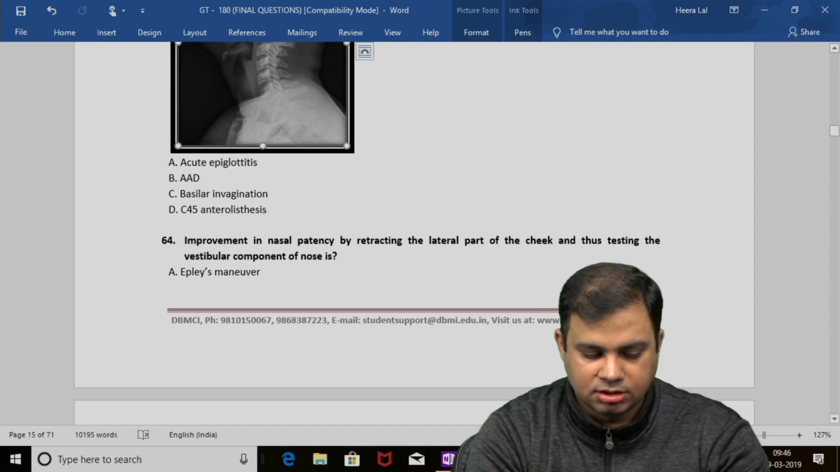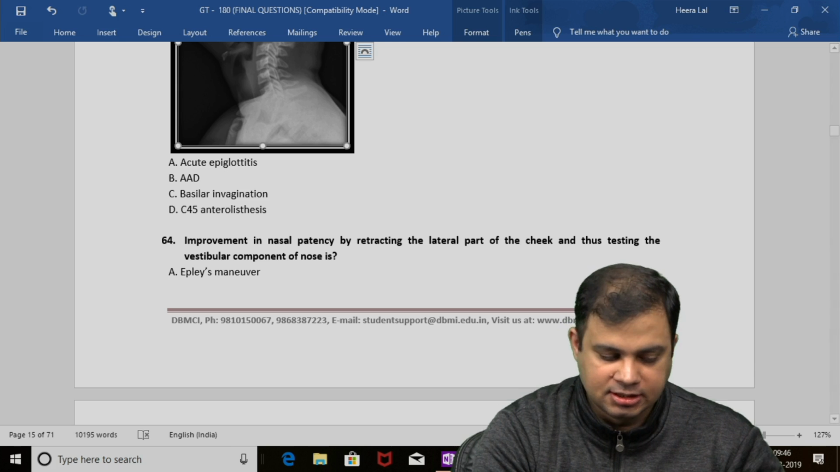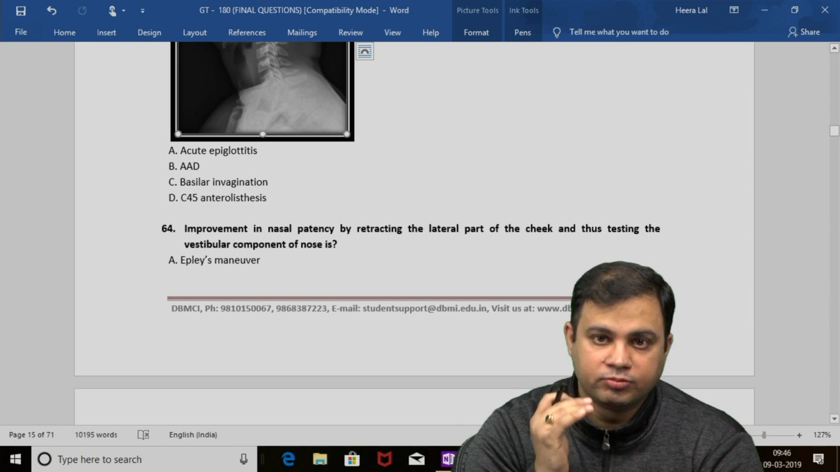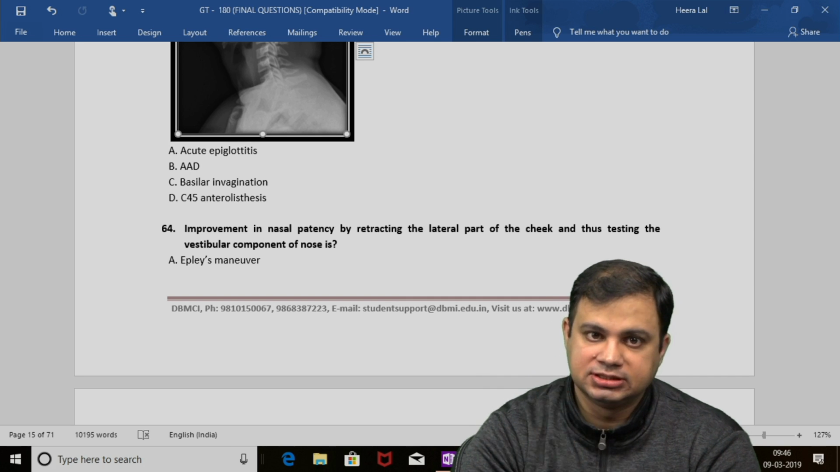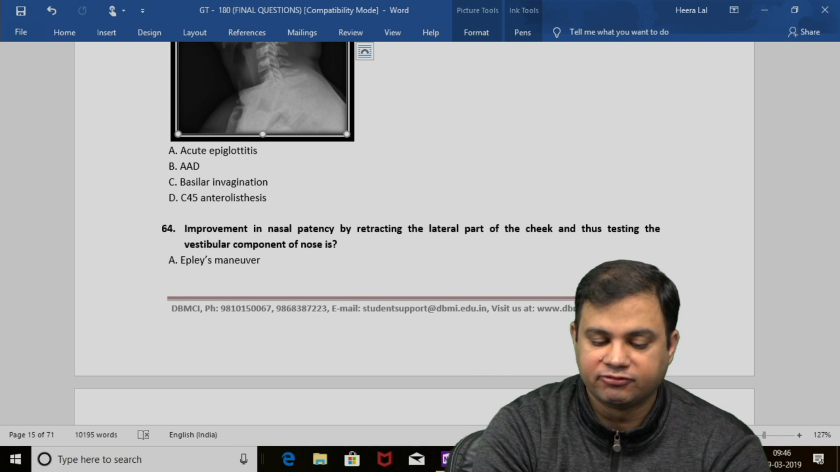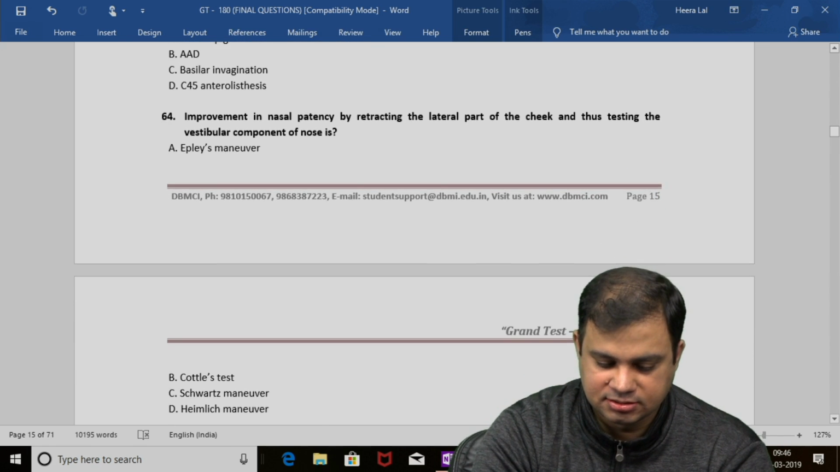Now coming to question 64, improvement in nasal patency by retracting the lateral part of the cheek. Improvement in the nasal patency by retracting the lateral part of the cheek tests the vestibular component of the nose, and this is Cottle's test. So the answer is B.